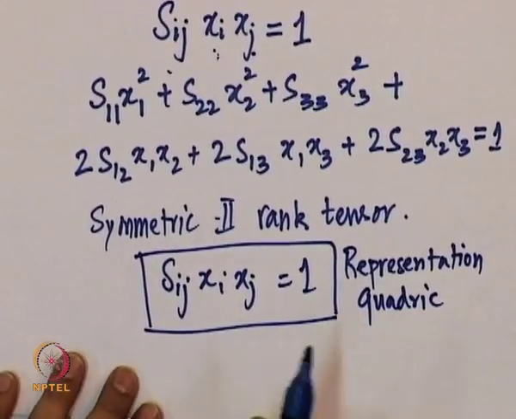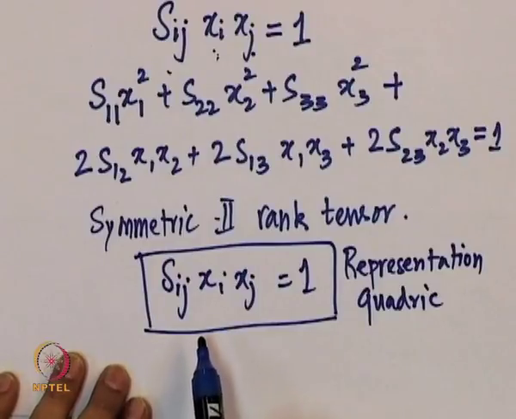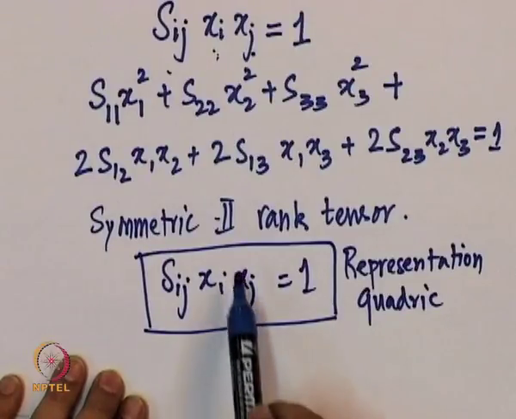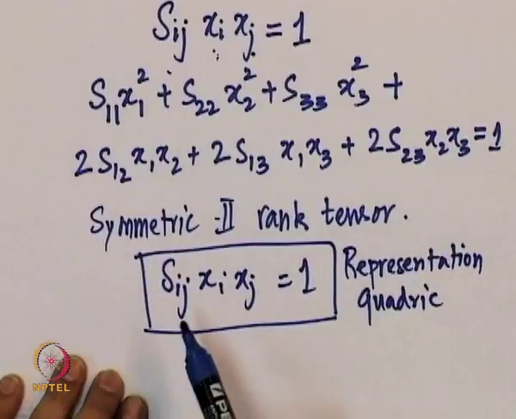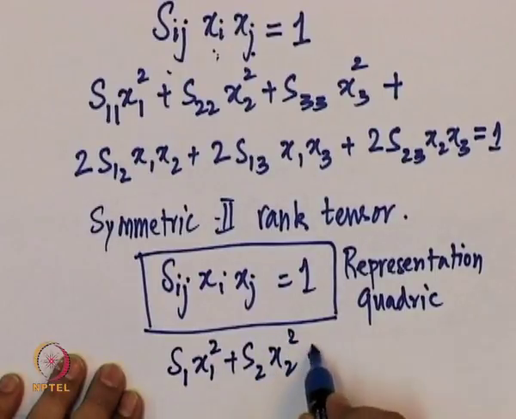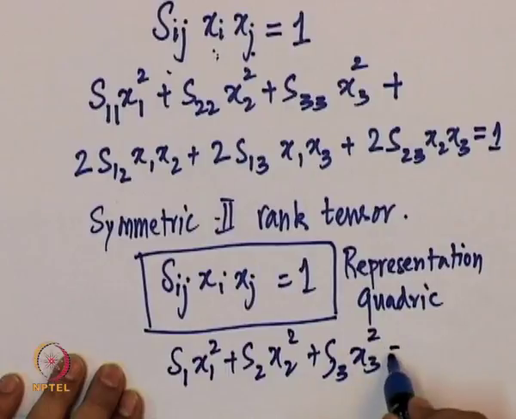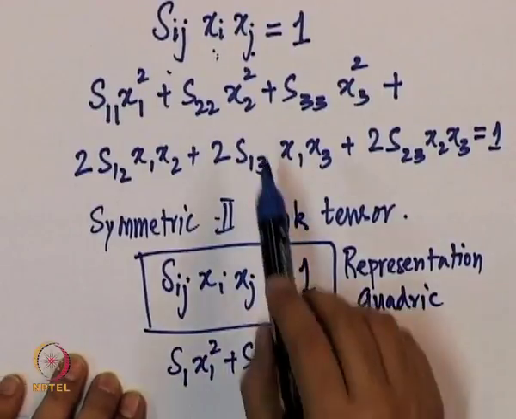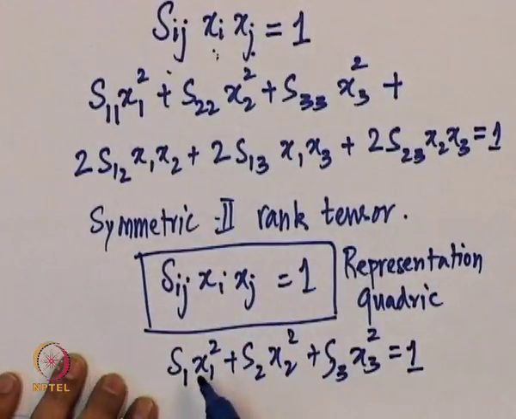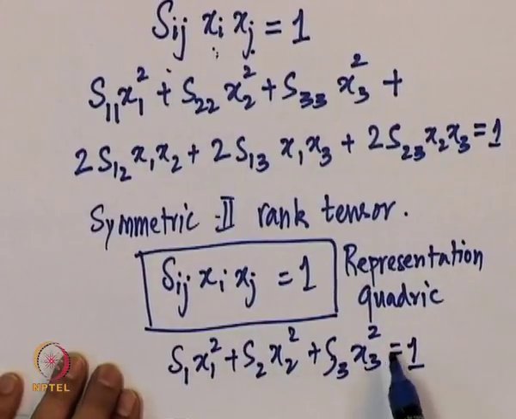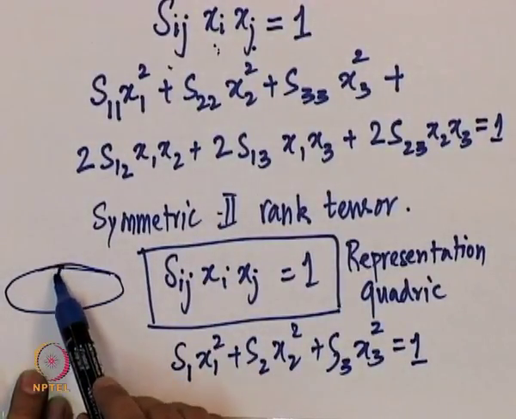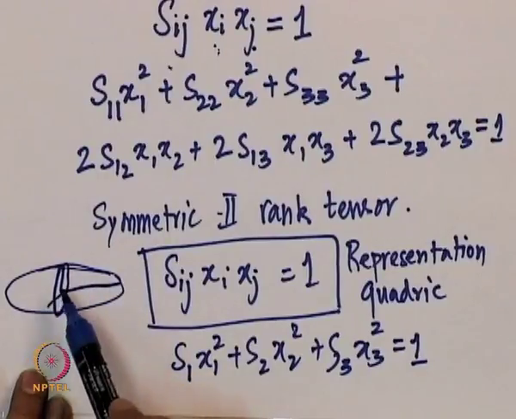Now, a general property of such a quadric is that you can always find 3 directions in which all these cross terms will go away and you will get S1 x1 squared plus S2 x2 squared plus S3 x3 squared equal to 1. This can always be obtained by choosing appropriate x1, x2, x3, which will be perpendicular to each other. What this means is that this can always be represented as an ellipsoid.